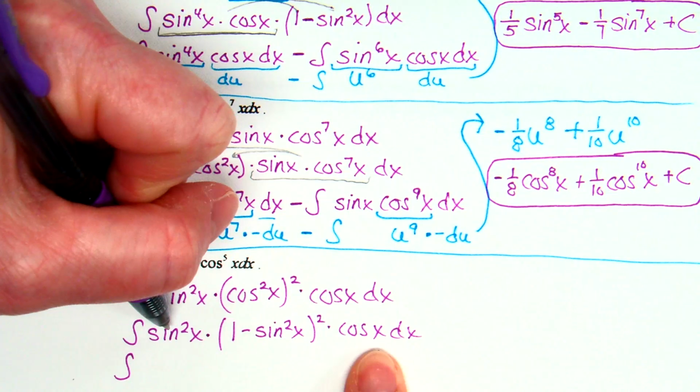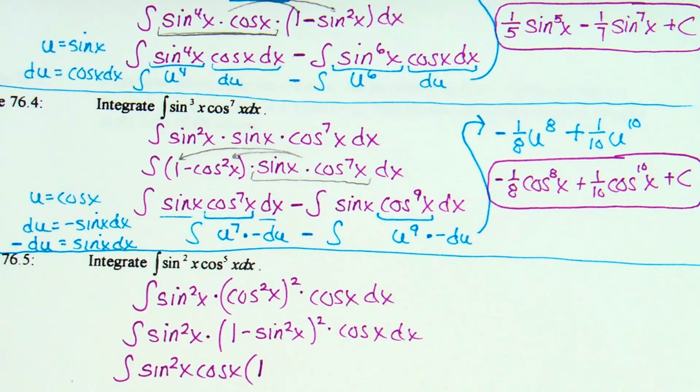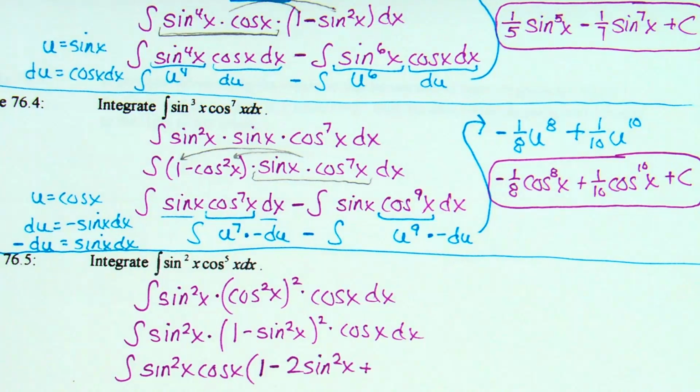1 minus sine squared x. So as we start FOILing, 1 times 1 is 1. 1 times minus sine squared, and another 1 times minus sine squared is minus 2 sine squared, because it's minus 1 sine squared minus 1 sine squared, minus 2 sine squared x, and then minus sine squared times minus sine squared is sine to the 4th. In my parentheses, input a dx.